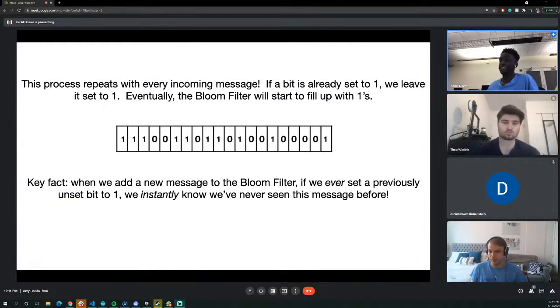Although a key fact to note is that as we add a new message to the Bloom filter, if we ever find ourselves setting a previously unset bit to 1, we instantly know that we've never seen this message before. Why is that? Well, because if we saw it before, we already would have set the bit to 1. So a Bloom filter can tell you with 100% certainty, no error, that we get a message we've never seen before. That's a good thing. But you might anticipate, what's the downside?